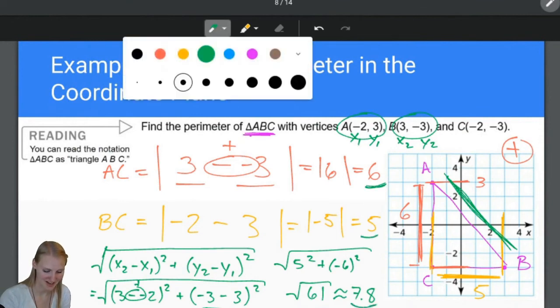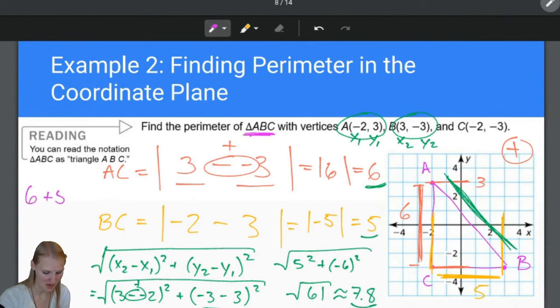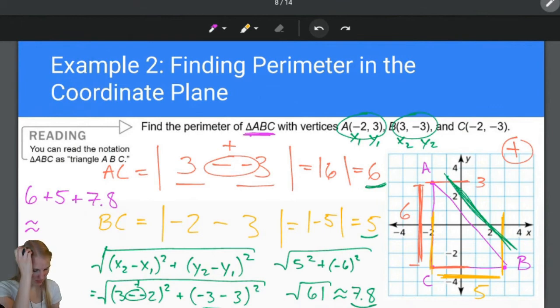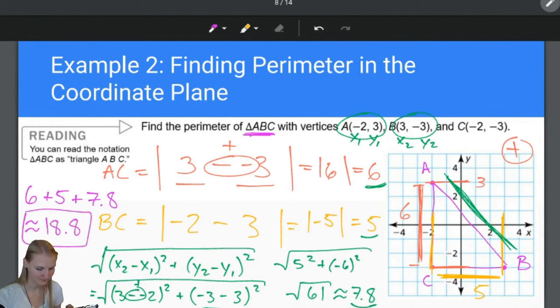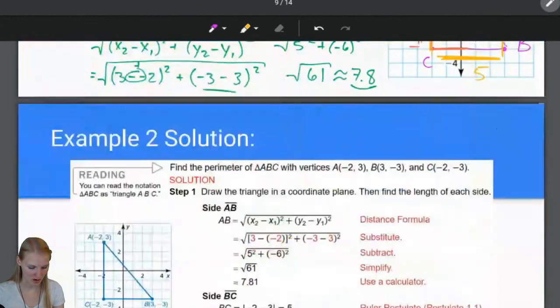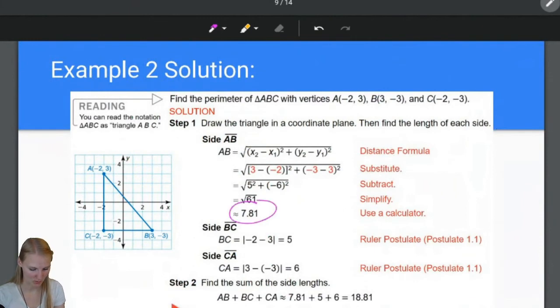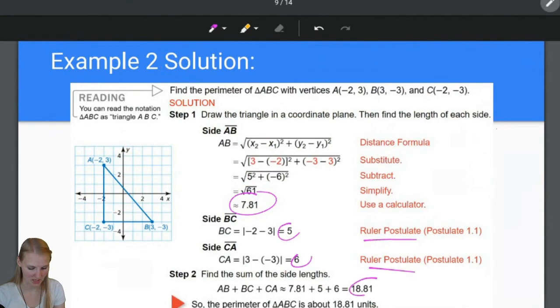So we will go a different color again. We will go 6 plus 5 plus 7.8 is approximately, because remember, the 7.8 was approximate, so now everything is approximate. Okay, so 6 plus 5 is 11, and 11 plus 7.8 is approximately 18.8 units. But they didn't give us units. 18.8 units. Beautiful. Wonderful. Okay, now we're done because we found the perimeter. So let's check our answer. Side AB, 7.81. Ruler postulate, 5, 6, 18.81. Yes. Beautiful. We did it.